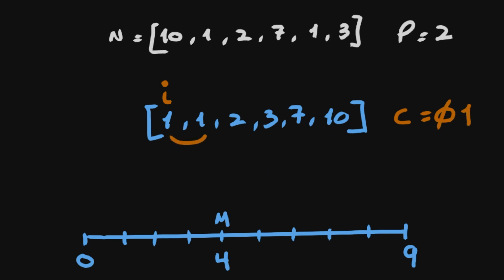And now we know this is a valid pair and we can't repeat indices in valid pairs. So we need to update i 2 steps. Now i is here and we are comparing 2 and 3. The difference is 1. And 1 is also smaller than our limit, which is 4. So we add 1 to the count. This is now 2. And here we found another valid pair, so we update i 2 more steps. Now i is here and the difference between 7 and 10 is 3, and 3 is smaller than 4, so we add 1 to the count.